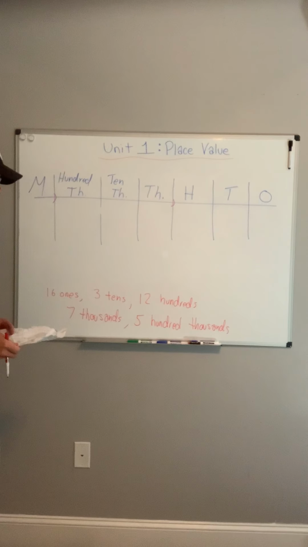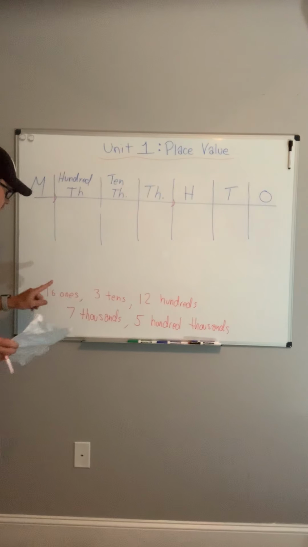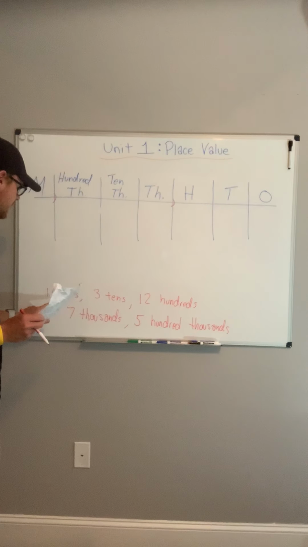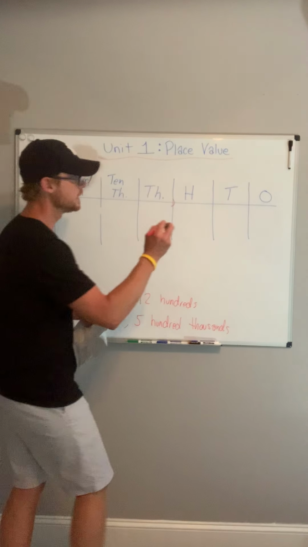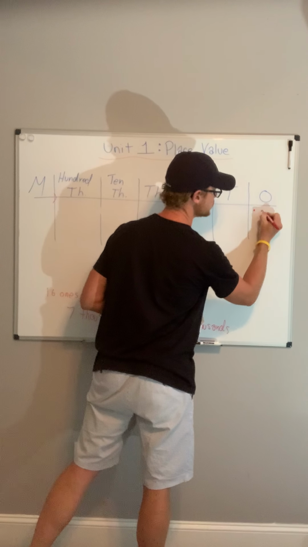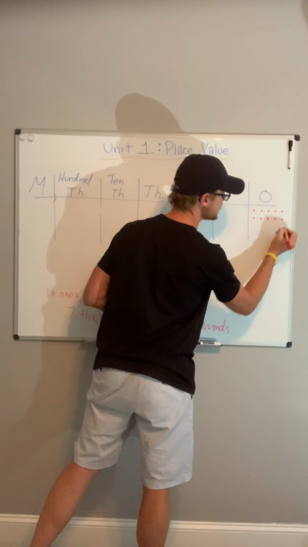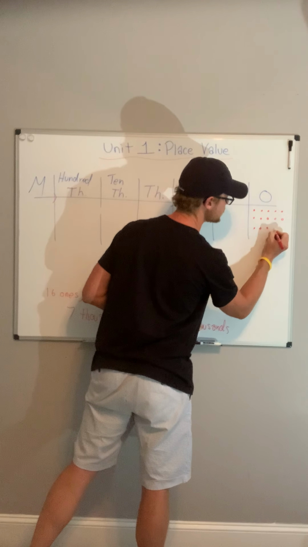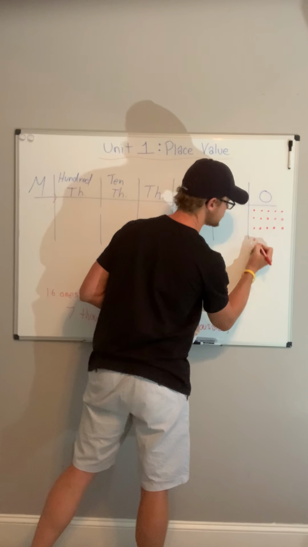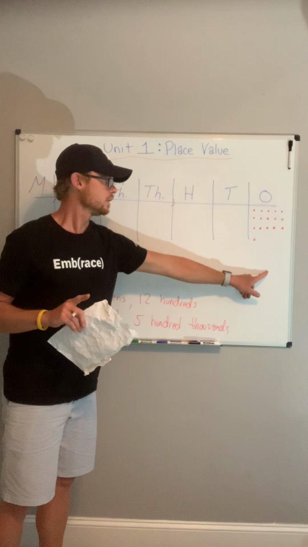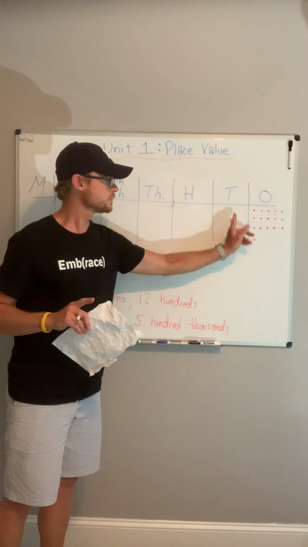Okay, so first things first, let's start in the ones place. We have 16 ones. Well, let's pause about this for a second, guys. I cannot put a 16 in the ones place, I know that. But I'm gonna represent that using dots. So let's put all 16 ones in the ones place. 1, 2, 3, 4, 5, 6, 7, 8, 9, 10, 11, 12, 13, 14, 15, and 16. Now I can only put one digit in each place value, I know that. So what we're gonna do is we're gonna regroup.